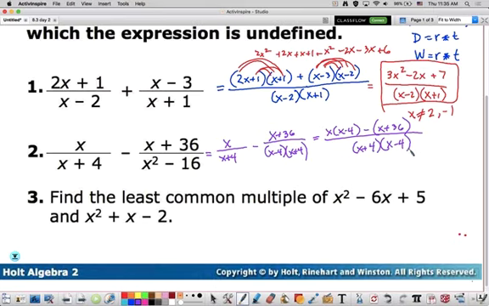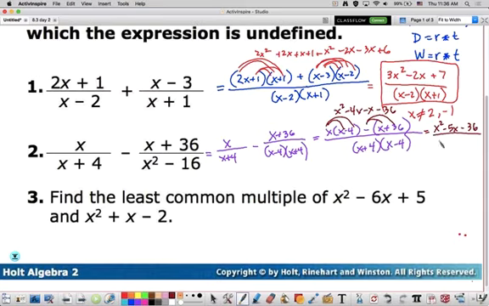Cancel the x minus 4? Why can I not do any canceling here? Because it's subtraction. You still have the subtraction here. If this was all multiplying, you could cancel stuff, but now you cannot. So you have to just multiply out and then combine like terms. x squared minus 4x minus x minus 36, so x squared minus 5x minus 36.